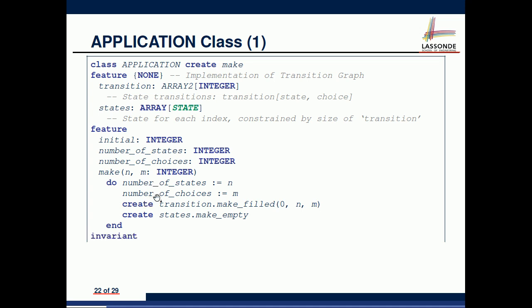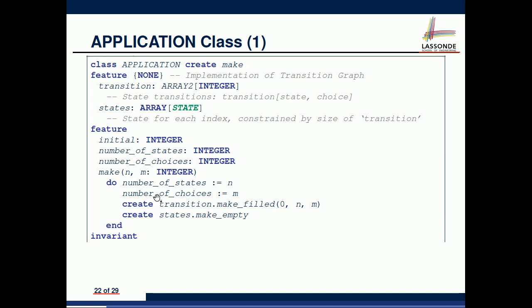Question for you. What should be the invariants over here? Any invariants you can think of? I'll give you a little hint. What should be the relationship of the dimension size of the states array, the number of states, and the number of choices? When you say size of the 2D array, it's 2D, so you can elaborate on that. Yes, for the states array, states.count should be equal to the number of states. For that one, I agree with you, absolutely.